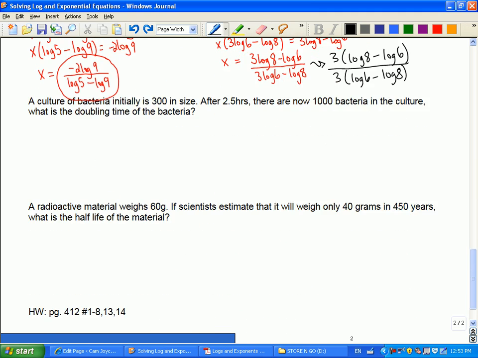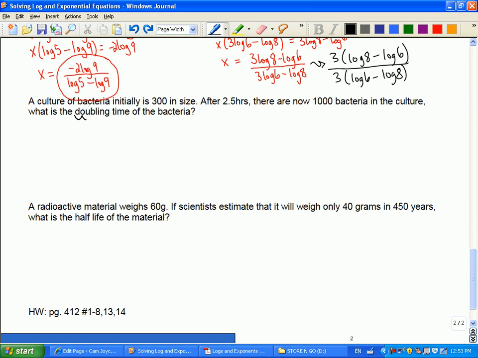Okay, so let's try the last set of applications then, just so you have a chance to see how this works. A culture of bacteria is initially 300 in size. After 2.5 hours, there are now 1,000 bacteria. What is the doubling time? So usually in practical terms, that's the way we talk about it. Like the half-life, the doubling time. So let's make an equation for this, and I'll show you how we can set it up to figure out doubling time.